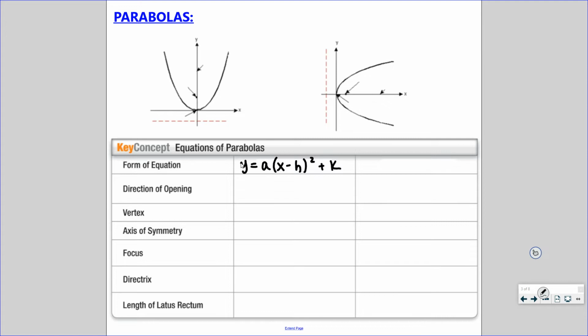We'll come over here and talk about what these look like in a minute. I can tell which way this opens depending on if a is positive or negative. It doesn't matter what the number is. If a is positive, or greater than 0, as we say in math, is it going to be a U up or a U down? Up. Remember I say positive people are happy, happy face. If a is negative, it's going to be a U down.